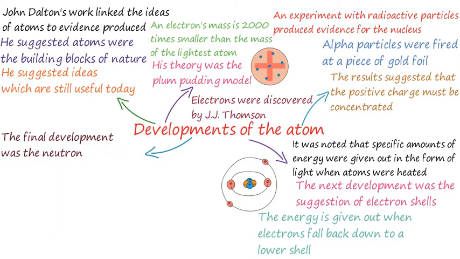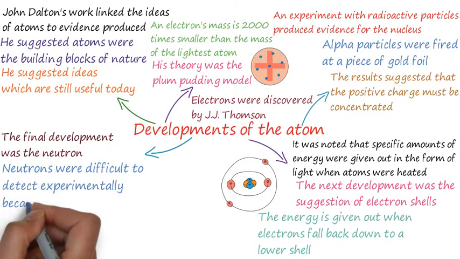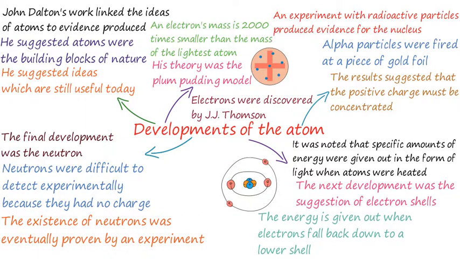The final development in the structure of the atom was the neutron. Scientists believed that the nucleus contained two types of subatomic particles, with one being a proton. Scientists knew that the second particle had to have no charge, as the overall charge on an atom is neutral. For this reason, neutrons were difficult to detect experimentally. Eventually, in 1932, an experiment by James Chadwick proved the existence of neutrons.